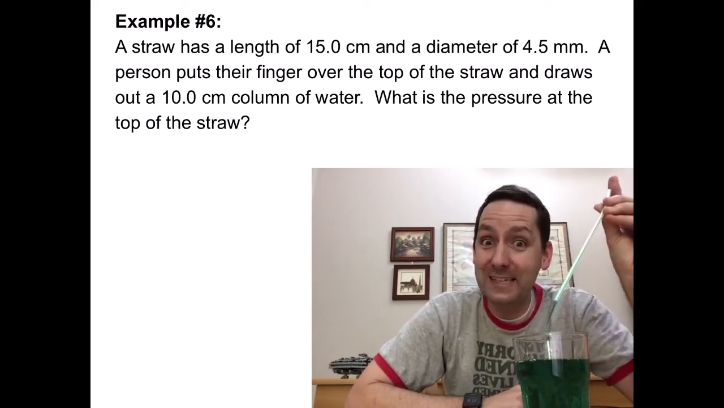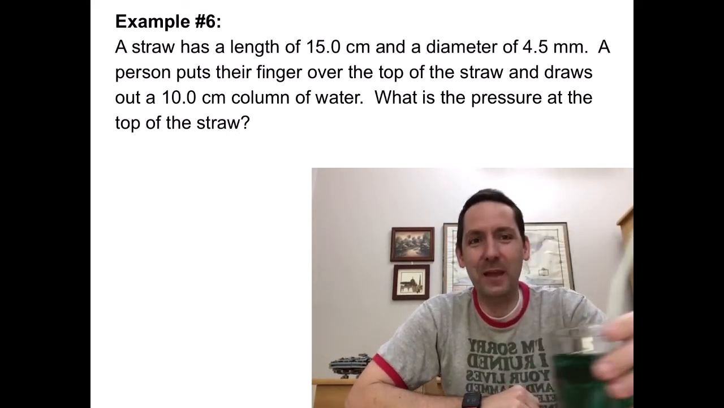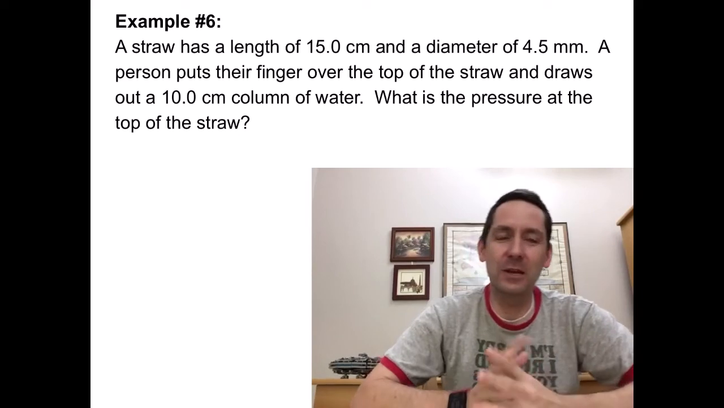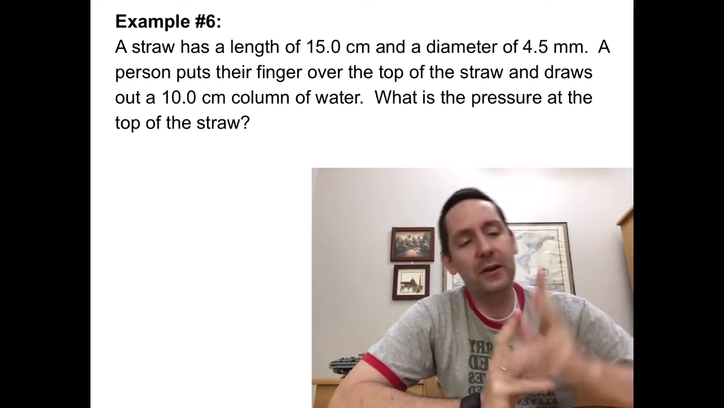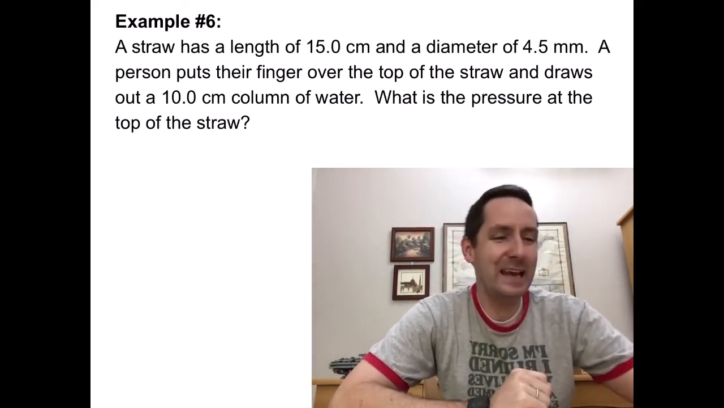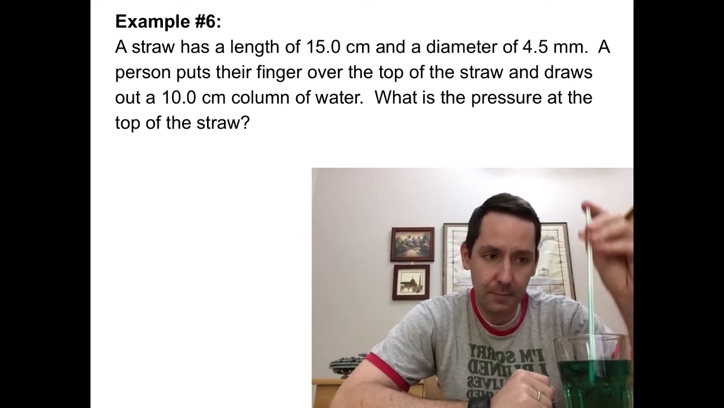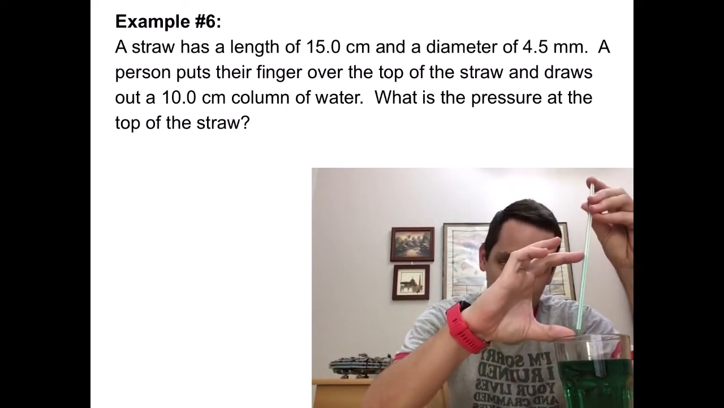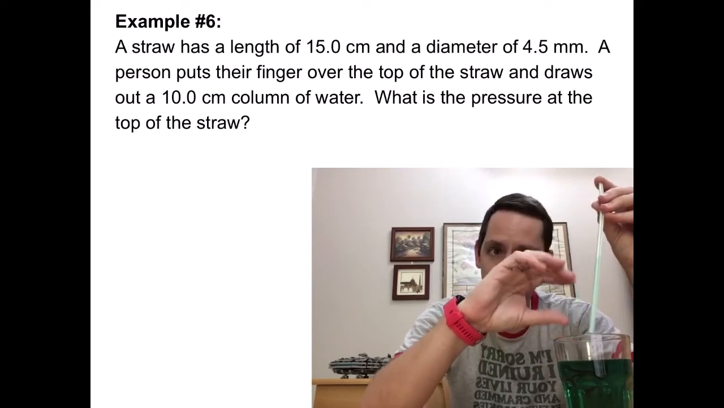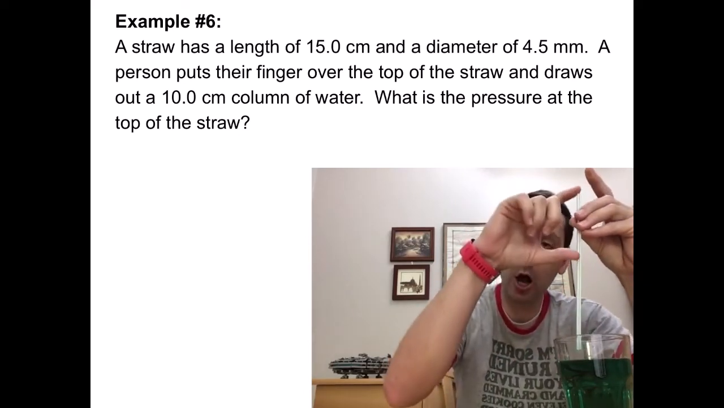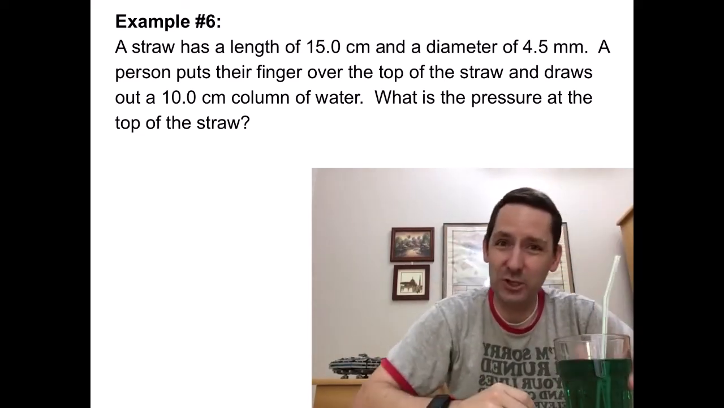But guess what? We know the physics now, so let's talk about it. Let's look at the example here. I have a straw with a length of 15 centimeters and a diameter of 4.5 millimeters. A person puts their finger over the top of the straw and draws out a 10 centimeter column of water. That's what we're looking at. What is the pressure at the top of the straw? What does the pressure have to be up here in order for that situation to work?